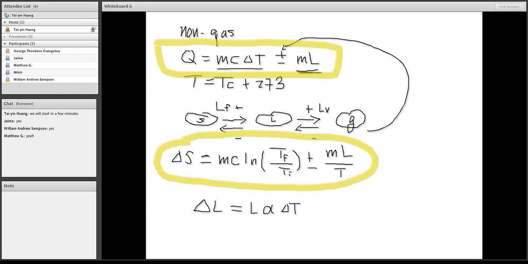positive or negative. So the modified length due to the change of temperature will be the original length plus delta L. Okay, this is due to the change of temperature. Now we also mentioned that when you're dealing with three-dimensional objects, then when there's a temperature change, the change in length will happen in three dimensions.